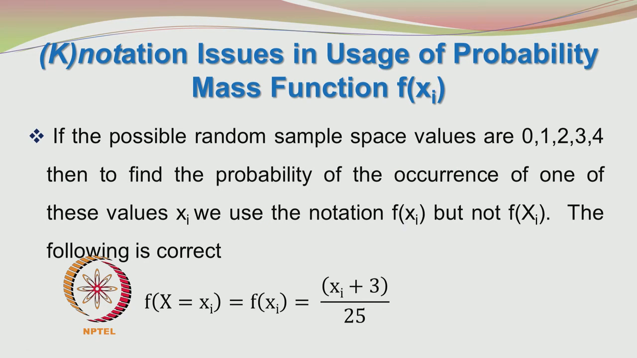If the possible random sample space values are 0, 1, 2, 3 and 4, then to find the probability of the occurrence of one of these values xi, we use the notation f of xi and not f of capital Xi. Okay. The following form which I have shown here is correct. F of the random variable x taking a value xi is given by f of xi, and that is equal to xi plus 3 by 25. Okay. This is correct notation.